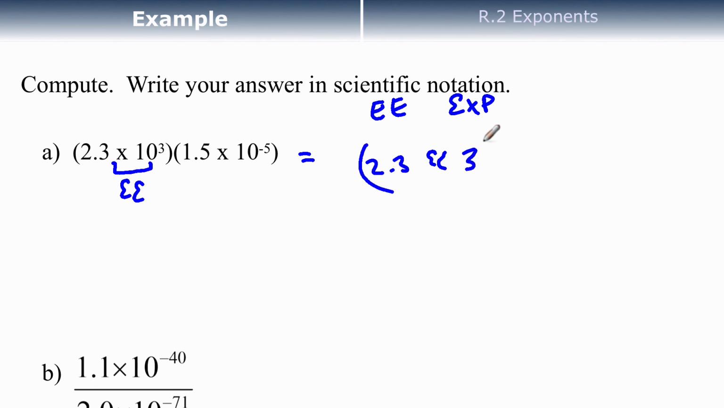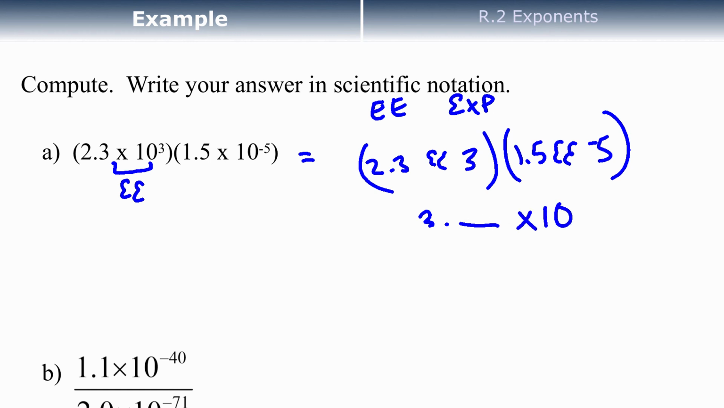And that would be for the first part. And then for the second part, you'd go 1.5, hit that EE button, and a -5, and then see what it comes out to. It's going to come out to 2.3 point something, I don't know what the something would be, times 10 to the -2. I get -2 here because 10 to the third, 10 to the -5, common bases, and I'm multiplying, so I add their exponents. 3 plus a -5 gives me a -2. But you do that on your calculator.